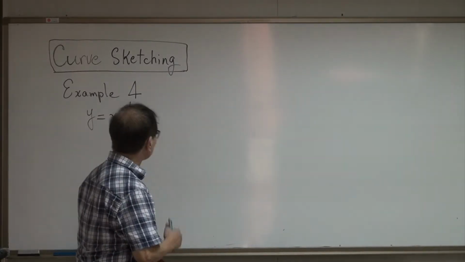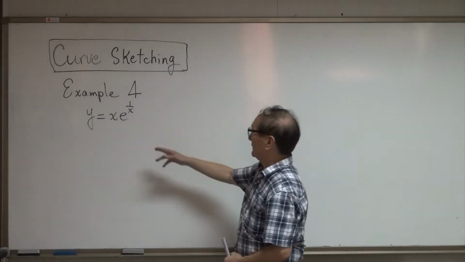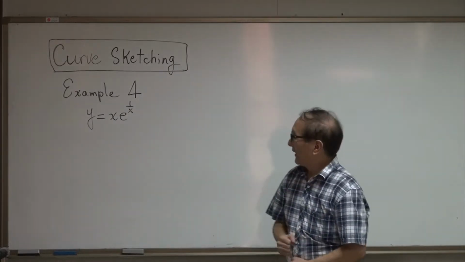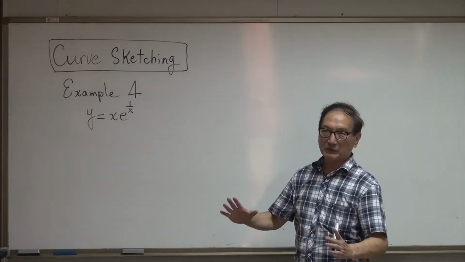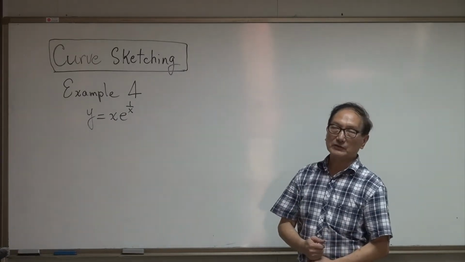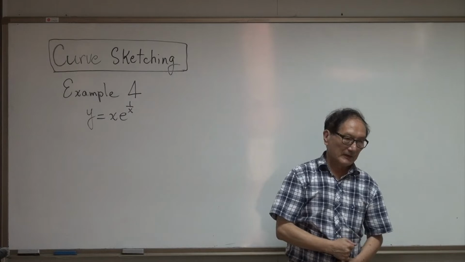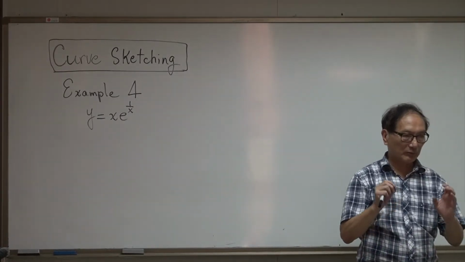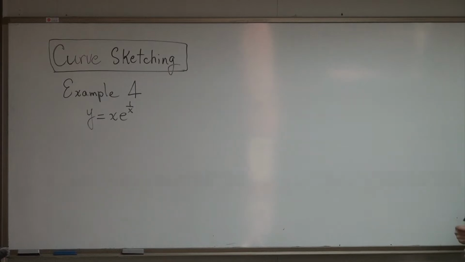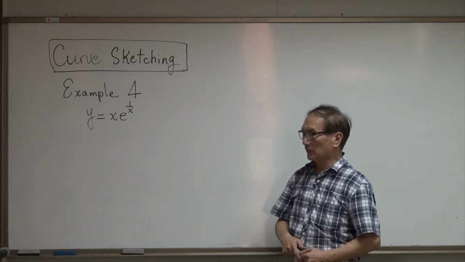Hi. Continue curve sketching. This is example 4. Now this function is a little complicated and it's hard to imagine what kind of curve it looks like, right? We know only one thing, that the function is not defined at 0, because when x equals 0, 1 over x is not defined. So that's the only big point in this function. Otherwise, the function is defined from minus infinity to positive infinity. The range also covers all the real numbers.